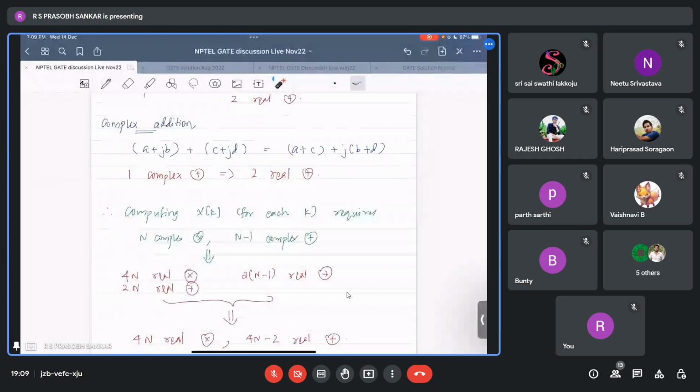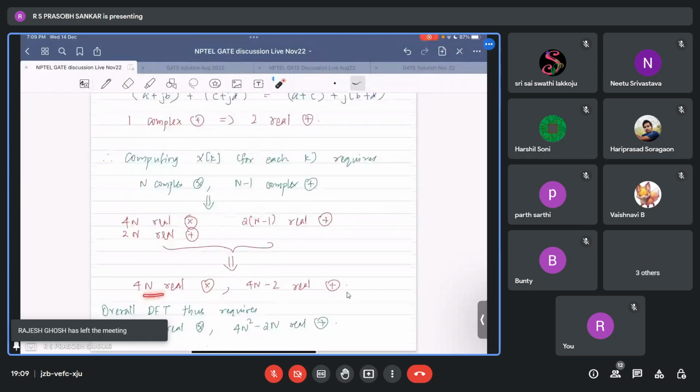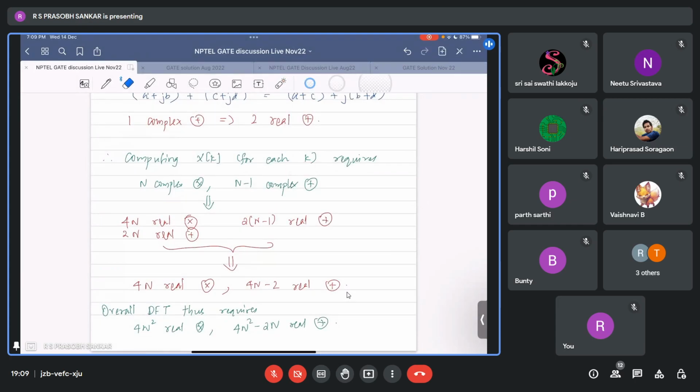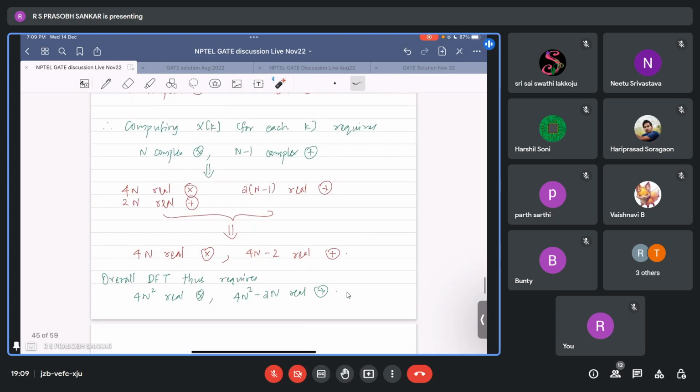Computing X[k] for each k requires N complex multiplications and N-1 complex additions. In other words, we need 4N real multiplications and 4N-2 real additions. This is for a single value of k. If you want to do it for all k from 0 to N-1, we need to do this N times. That means computing the DFT requires 4N² real multiplications and 4N²-2N real additions, or we can say it requires order of N² multiplications and additions.